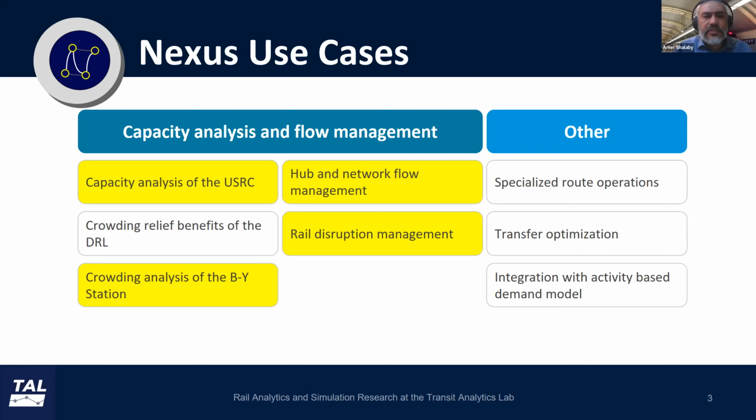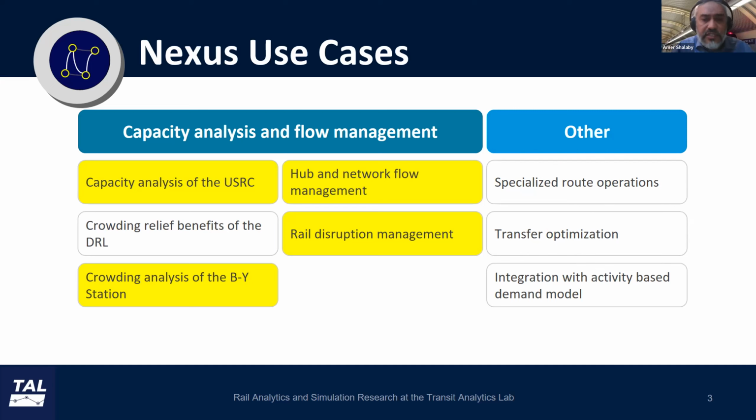Then I'm going to talk about hub and network flow management. There's ongoing work right now by a PhD student trying to develop some methods of managing both the crowd flows and the vehicle flows in multimodal hubs. We're using, again, Union Station and the downtown network as our case study. And I'm also going to share with you some work on rail disruption management strategies that we also built on top of NEXUS. There have been other research studies, like specialized route operations, such as skip stop and zonal and express and so on, that we also use NEXUS for, as well as transfer optimization.